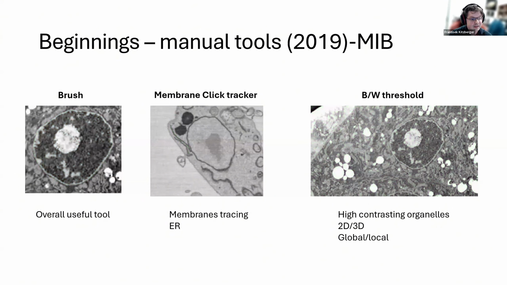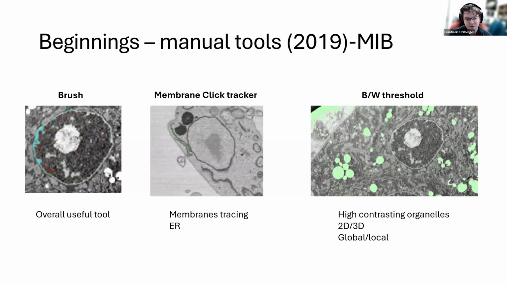And for example, when Jirka showed you the macrophage going through the cell, the tight junctions were traced exactly with this tool, because it's following the similar or as close pixel intensity as possible. And the last one, which is an all-time favorite for the light microscopists, is the black-white threshold, which is really nice to select some highly contrasting organelles.